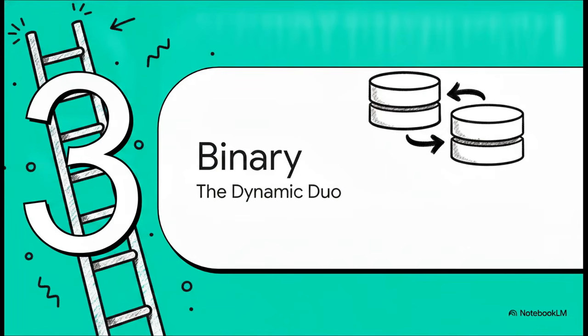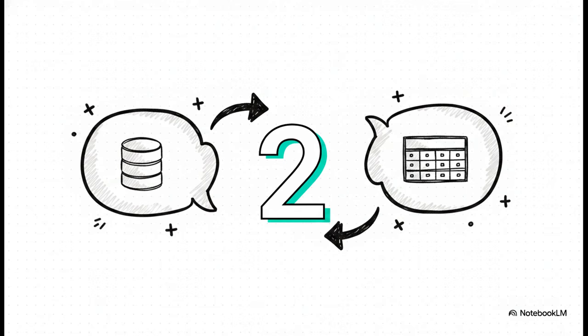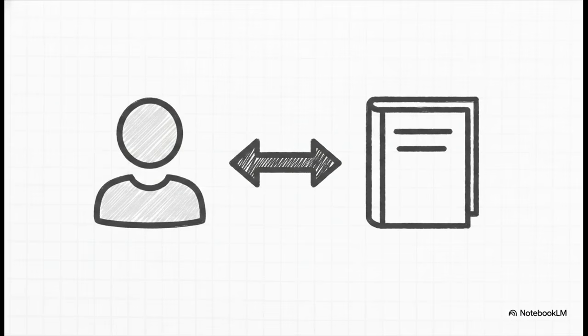All right, Section 3, binary, the dynamic duo. This is the most common connection you're going to see in database design. And here's the number 2, which signals our transition to exactly two different participating entity types coming together. A binary relationship involves exactly two different entity types. This is your classic dynamic duo of databases.